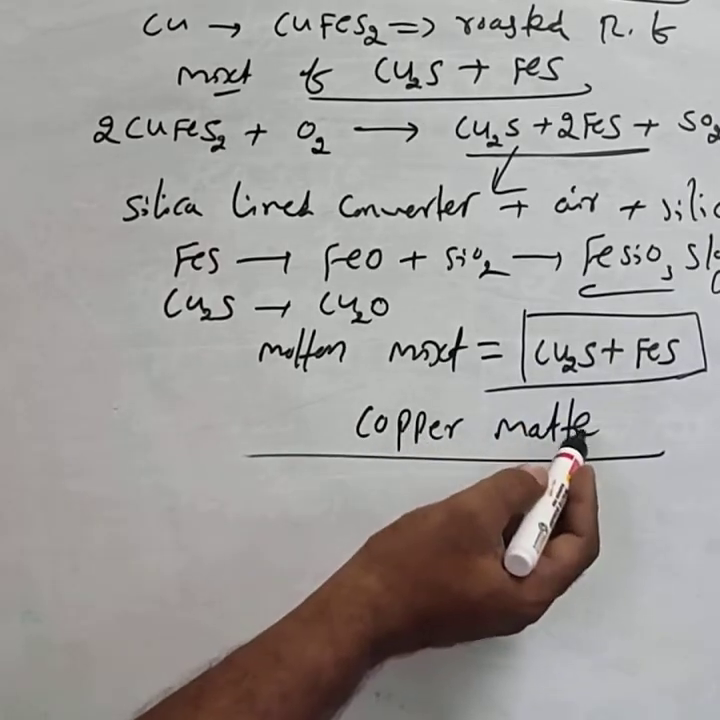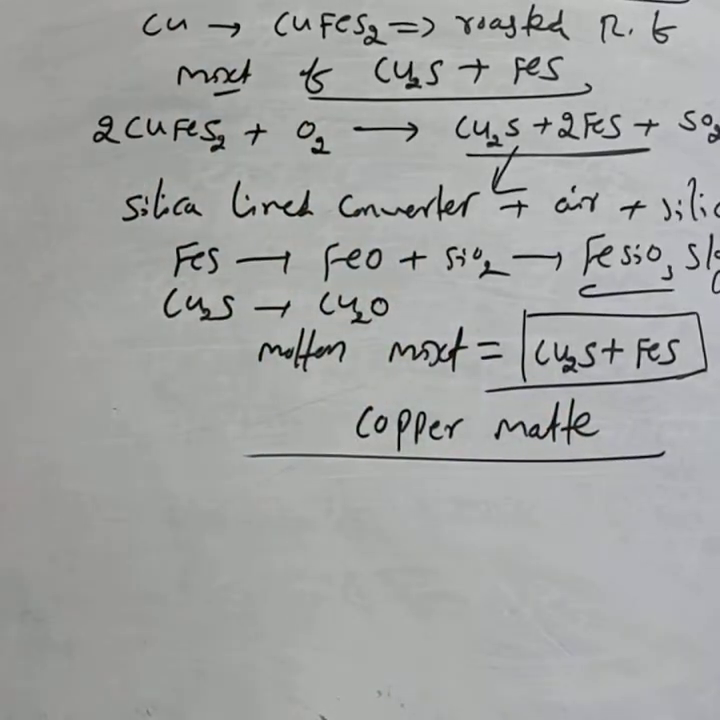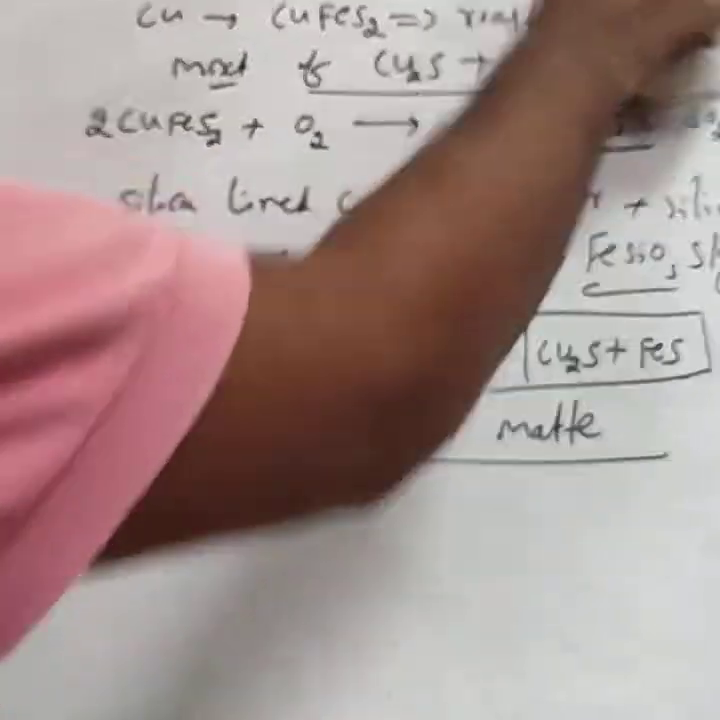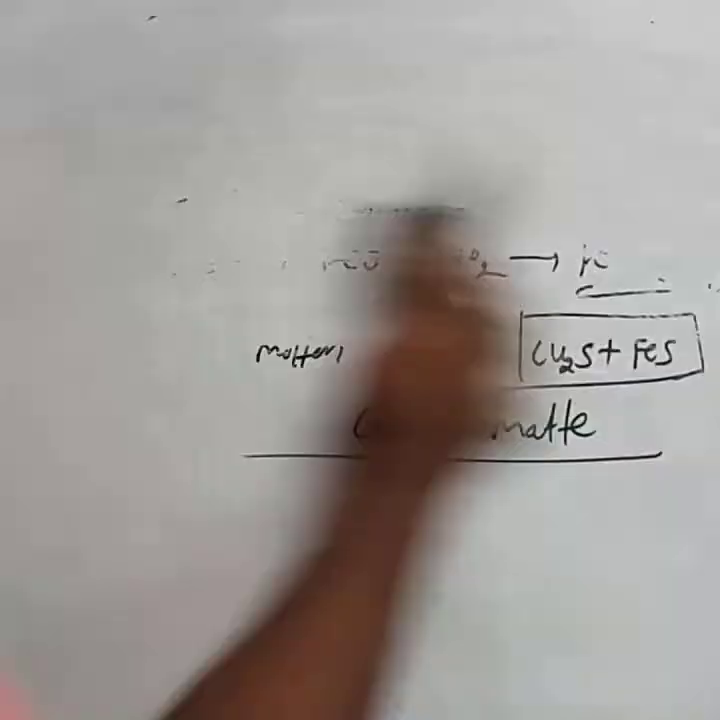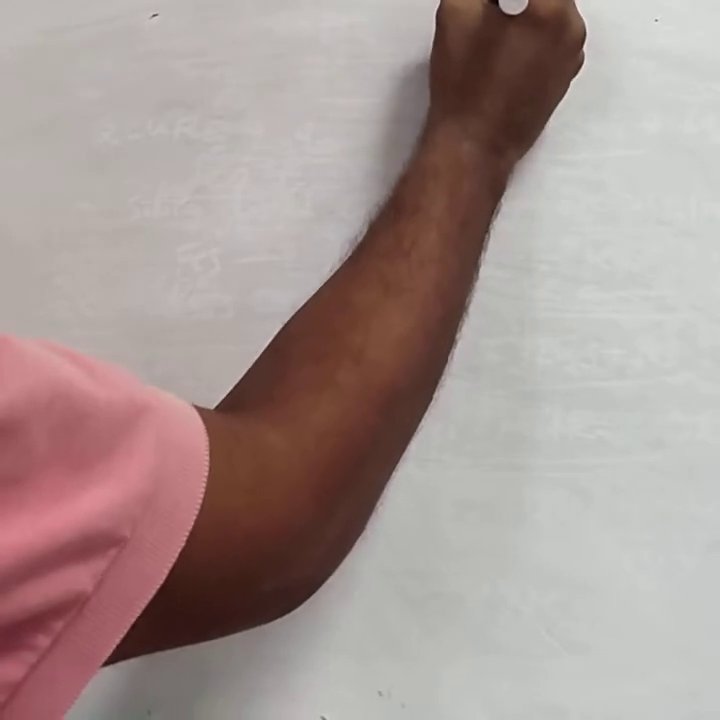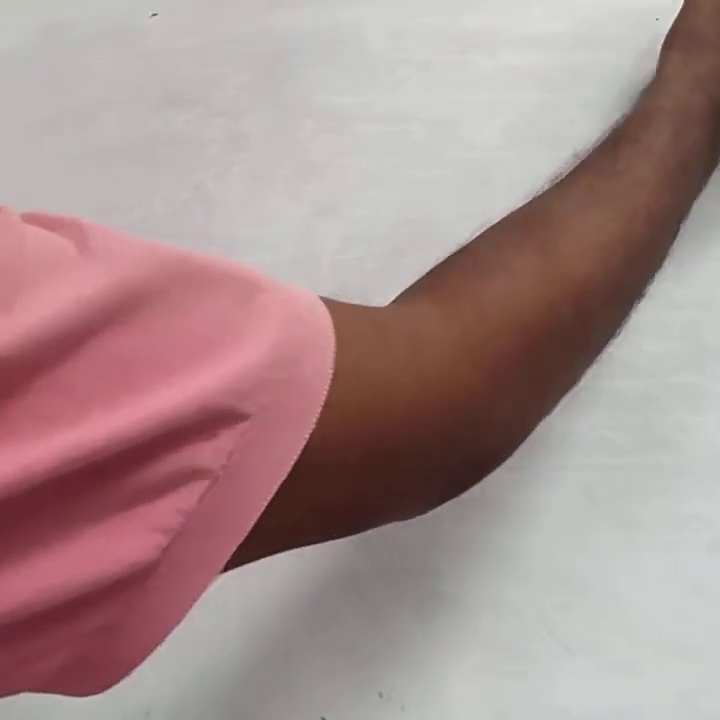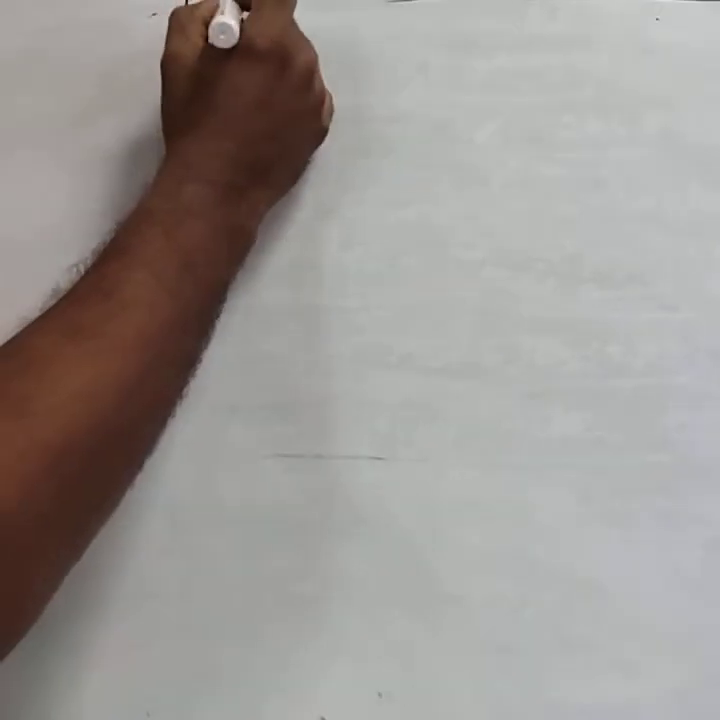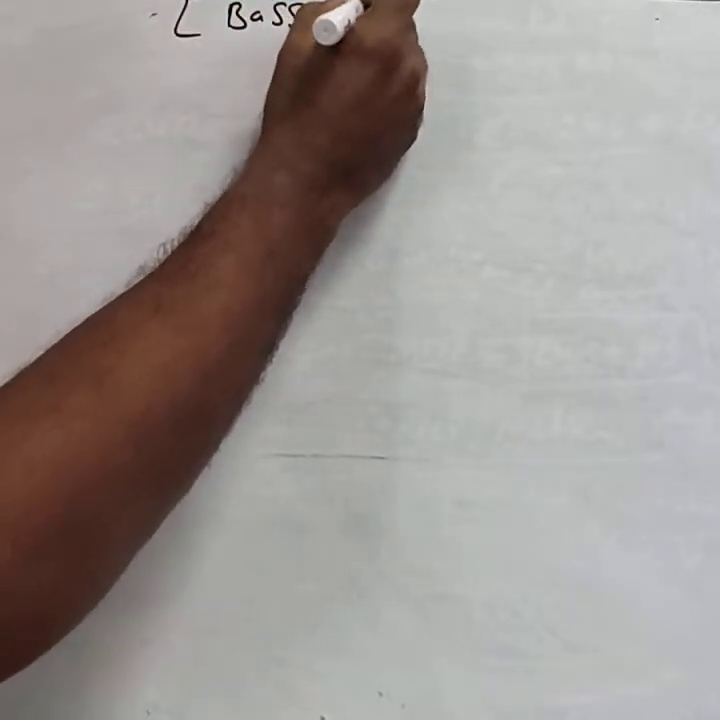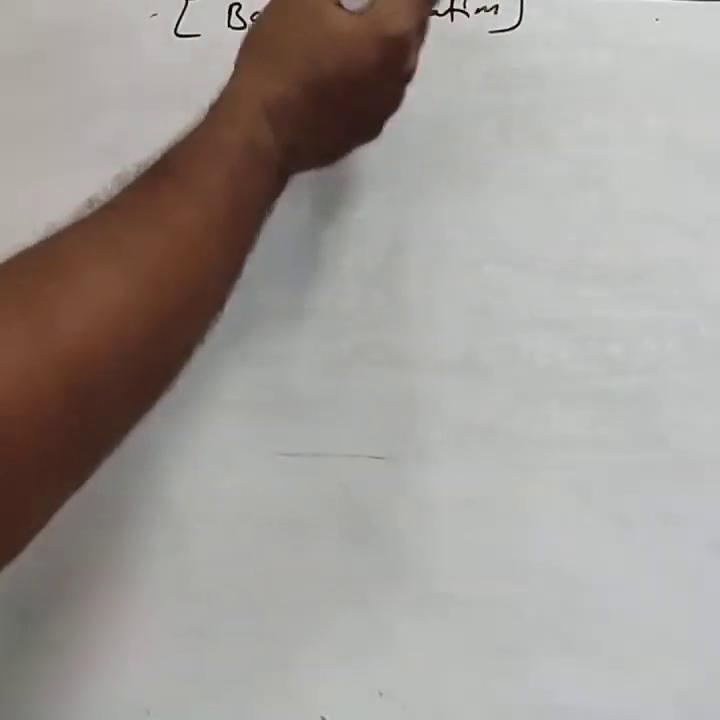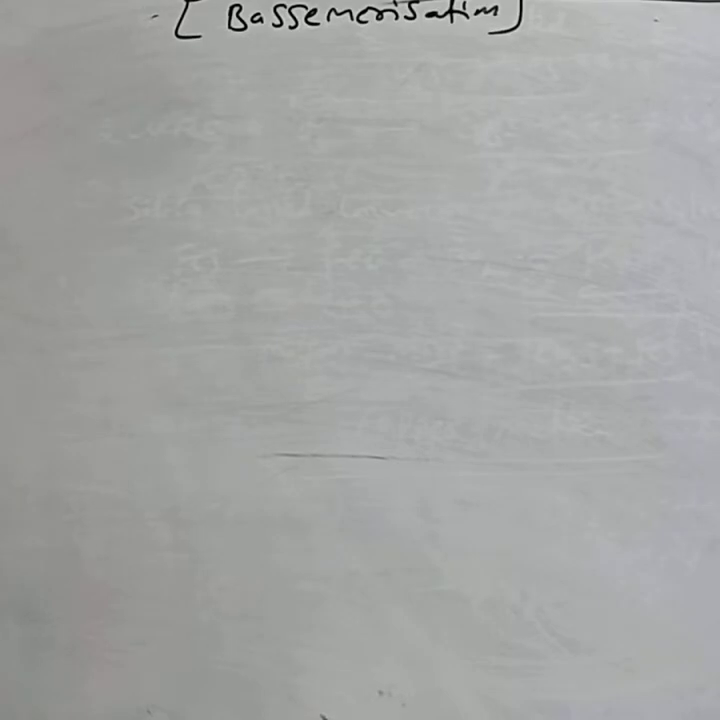Then from the copper matte you have to extract the copper. They can ask for 3 marks: explain the extraction of copper from copper matte. This process is also called Bessemerization. By using the Bessemerization process, we can extract the copper.